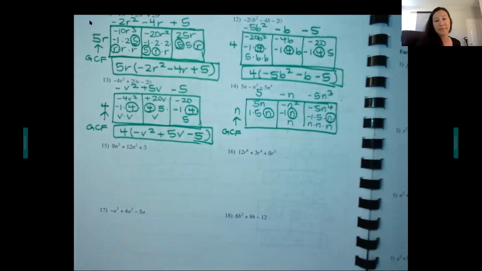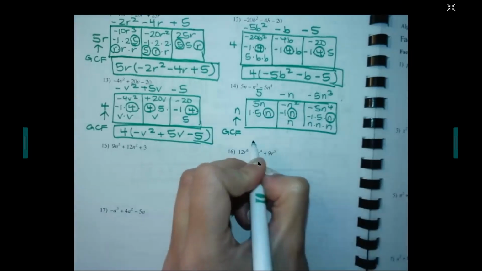Yeah, but if you look at number 14, you can see that each one of them has an n in it. Yep, you're right. If you mentally did it in your head, can you write it down instead of doing the whole problem with a box? Mm-hmm. Thank you.